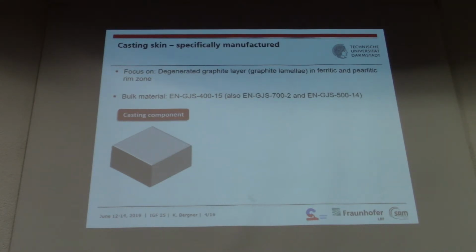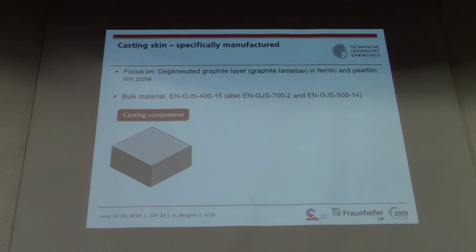We got a lot of information from industrial partners in the project that provided us with components, larger and smaller ones, and we detected that this situation, the degenerated graphite, so more or less the lamellar graphite in a ferritic and pearlitic matrix, makes up 80% of all the casting skins in the industry. The bulk material that we investigated is a GJS 400, and we also had a look at the pearlitic 700 and the high silicon 540, but this will not be content of the presentation. I will only focus on the 400.